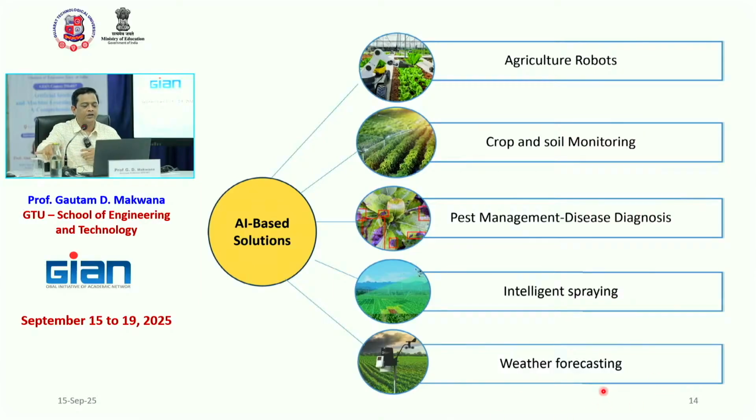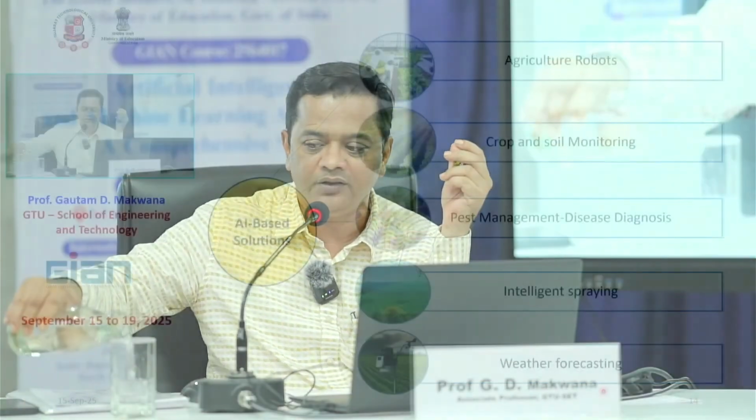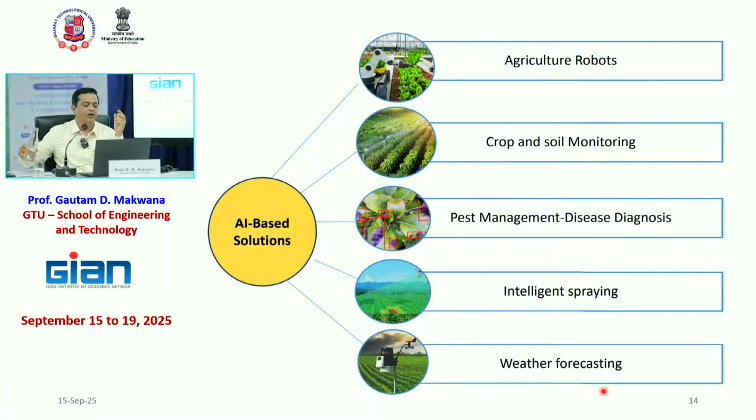Next is weather forecasting. Okay, we know weather is one of the reasons for crops to fail. So if you know in advance what the weather will be after 2 days, if it is raining, then there is no need to irrigate the rainy areas. So such weather forecasting is required.